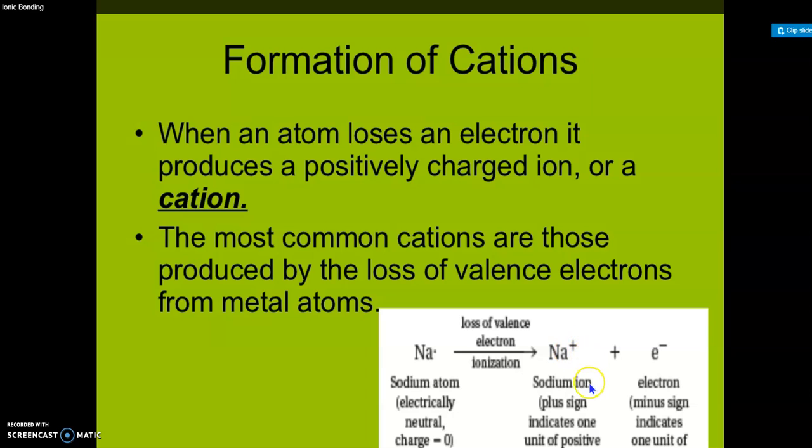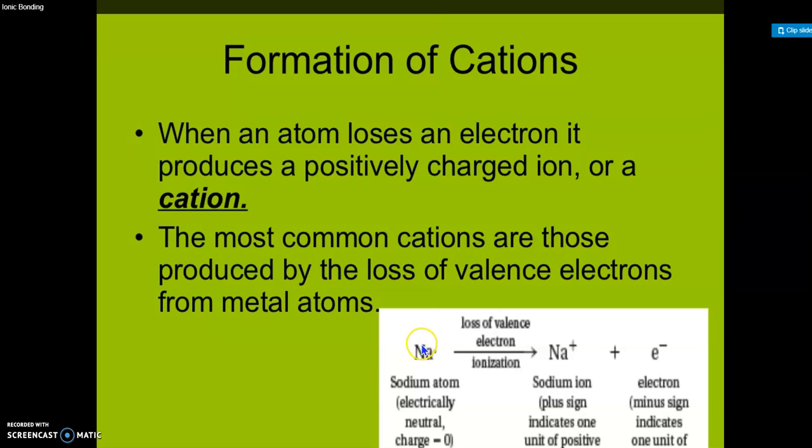To give Na+, the sodium ion. The plus sign indicates one electron lost, and the gain of a positive charge. The minus sign indicates one unit of electron. Here is the example: Na at the atomic state has charge 0, but after the loss of 1 electron it gains a positive charge. This is an example of a cation.